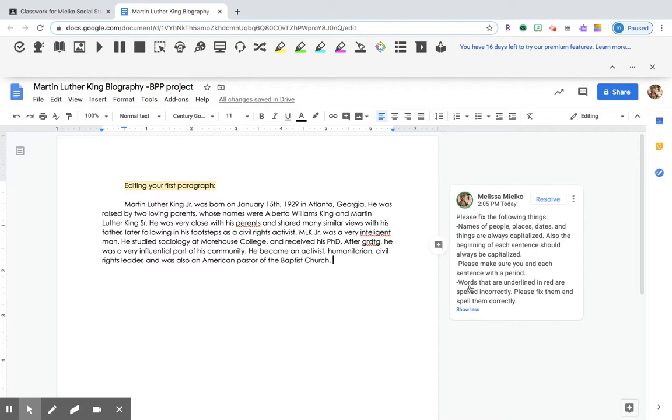The last thing I want to edit for this week is words that are underlined in red are spelled incorrectly. Please fix them and spell them correctly. All right, so I have a few that are underlined in red, okay? And I'm just going to go straight to them. He was very close with his parents, okay? I don't know if you guys know you could do this, but you could just click on it, okay, the red when it gets highlighted, and a lot of the times it'll come up with it right away. So if I click on parents, it'll change it to the correct spelling.